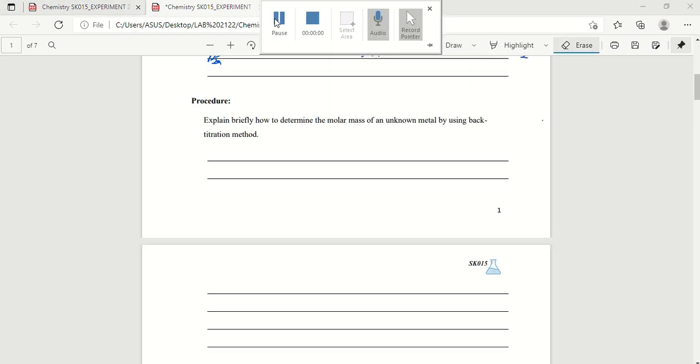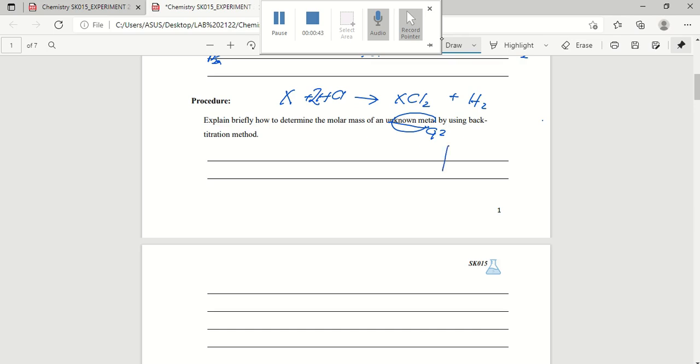Okay. Explain briefly how to determine the molar mass of an unknown metal by using back titration method. We have an unknown metal. So let's say the formula is X plus HCl produce XCl2. Since the unknown metal is alkaline earth metal, it is from group 2, so XCl2 plus hydrogen gas. So to balance it, we put 2 in front of the hydrochloric acid.